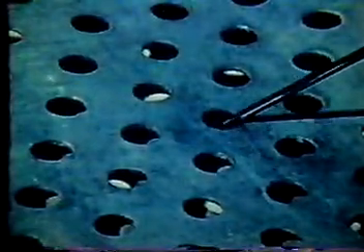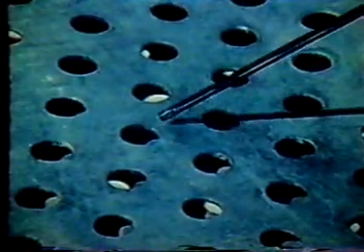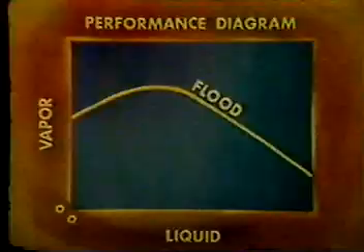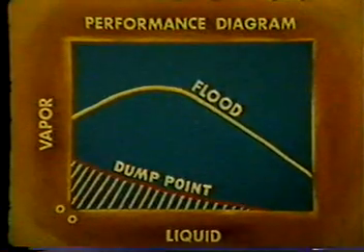Weeping of sieve trays may be reduced or eliminated by lowering the hole area of the tray. However, the lower hole area may result in lowering of the capacity of the tray. When the vapor rate is further lowered, the weeping will become extremely severe and reach a point where all of the liquid weeps through the tray and none of the liquid is going over the weir. This is known as the dump point.